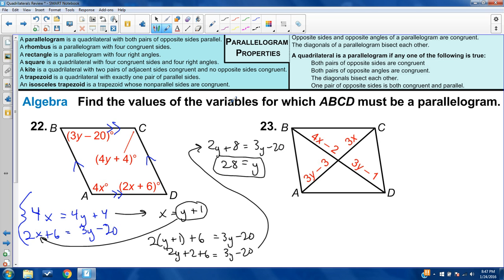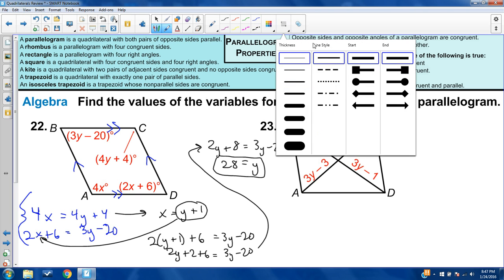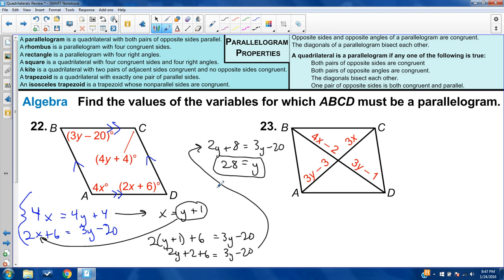So y equals 28, I still need to solve for x. Let's go ahead and do that. Substitute 28 in for, how about this equation right here? x equals 28 plus 1, that's 29. So there's y and x. And like I said, you could double check. For the sake of time, I won't. But if you double check, make sure the opposite angles end up being congruent. Same with these guys here.